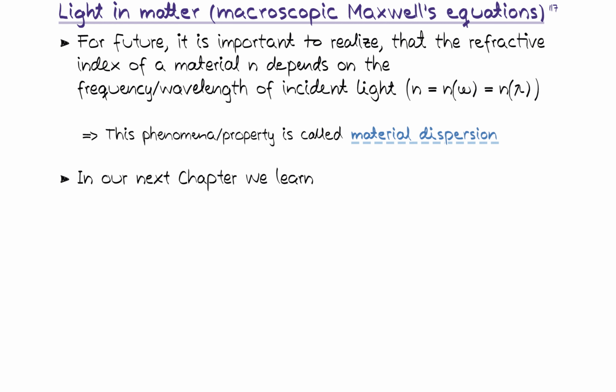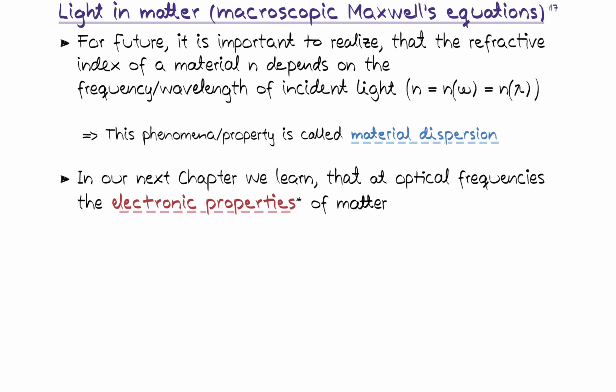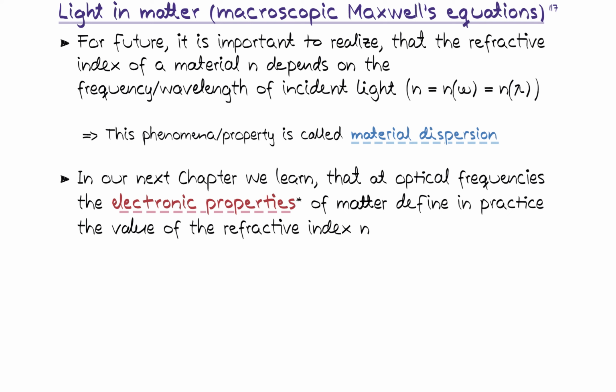And in the next chapter, we will learn a little bit about how come at optical frequencies this material dispersion exists, and how much things may change. Of course, at optical frequencies, the physical origin that gives rise to refractive index and its dispersion will be the electronic properties of matter. And it will be these that basically define the value of the refractive index n and its dispersion. So I will be speaking more about these in the next chapter.